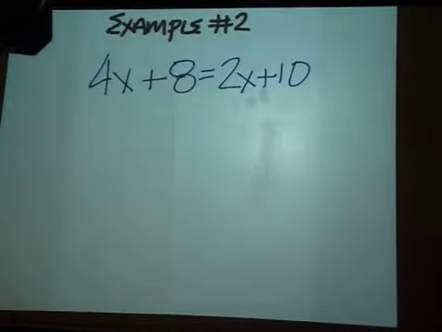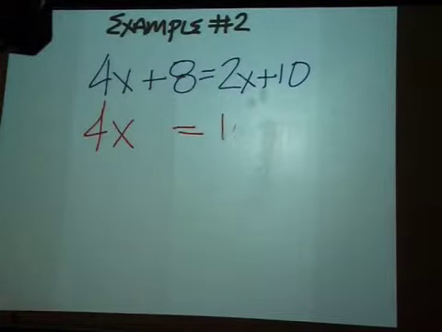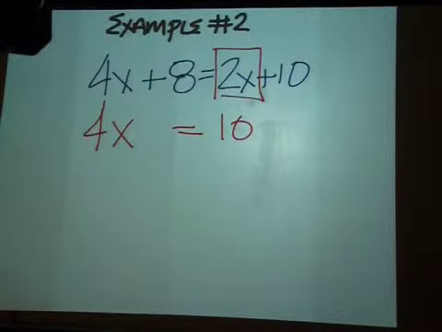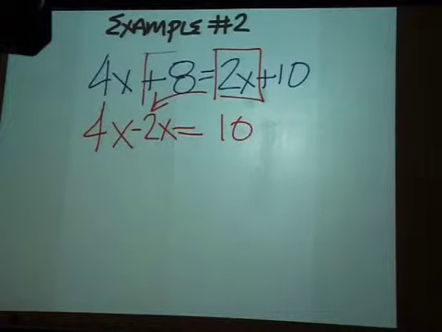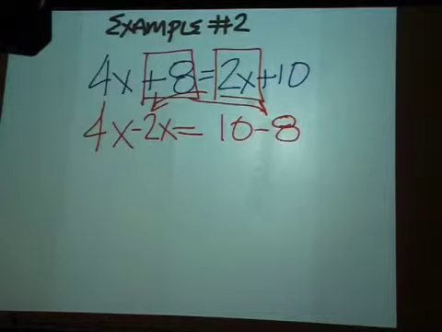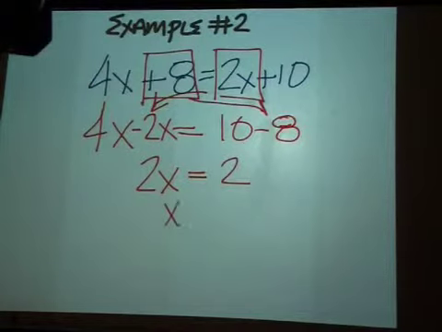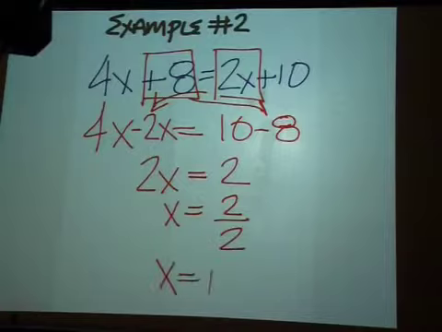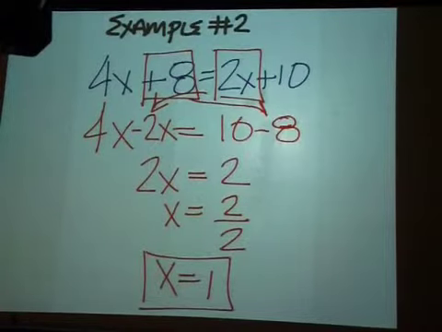4x plus 8 equals 2x plus 10. Keep the 4x on the left and the 10 on the right. Move the 2x from the right to the left and make it minus 2x. And then move the 8 from the left to the right and make it minus 8. 4x minus 2x is 2x. 10 minus 8 is 2. Divide the right side by the left side and get an answer of 1.